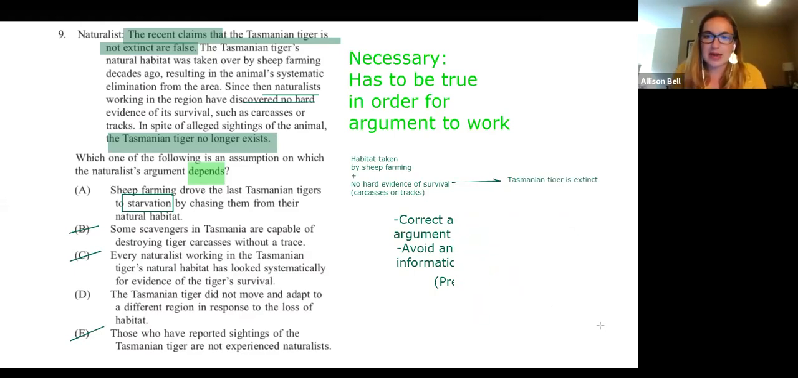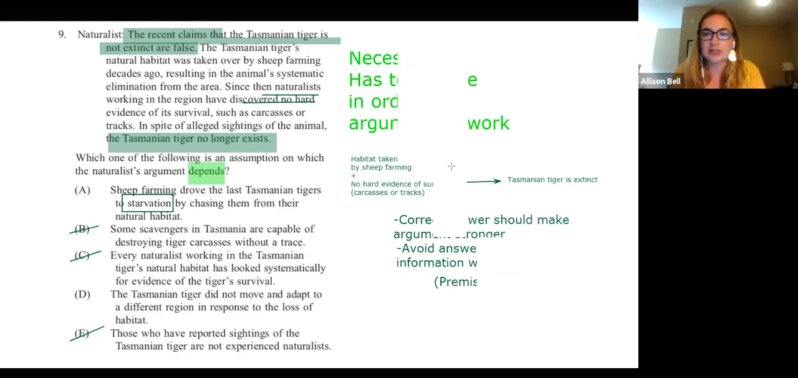All right, so now we're down to the 2 answers that most of us chose, which are answer choice A and answer choice D. This is a great place to be on a necessary assumption question because this is your moment to use the excellent tool of the negation test.